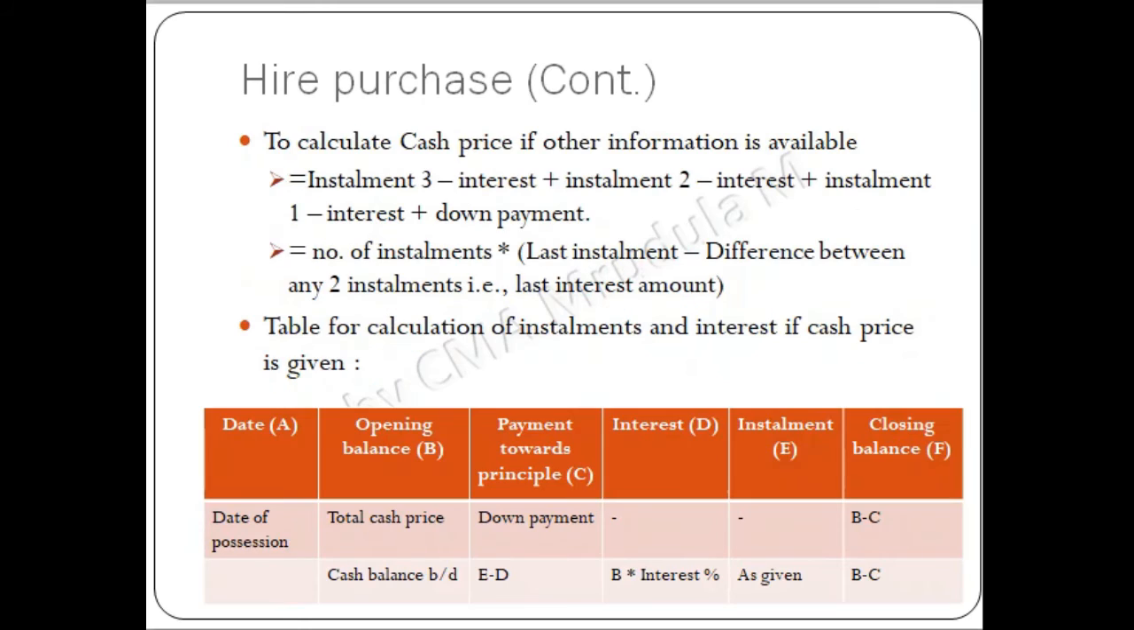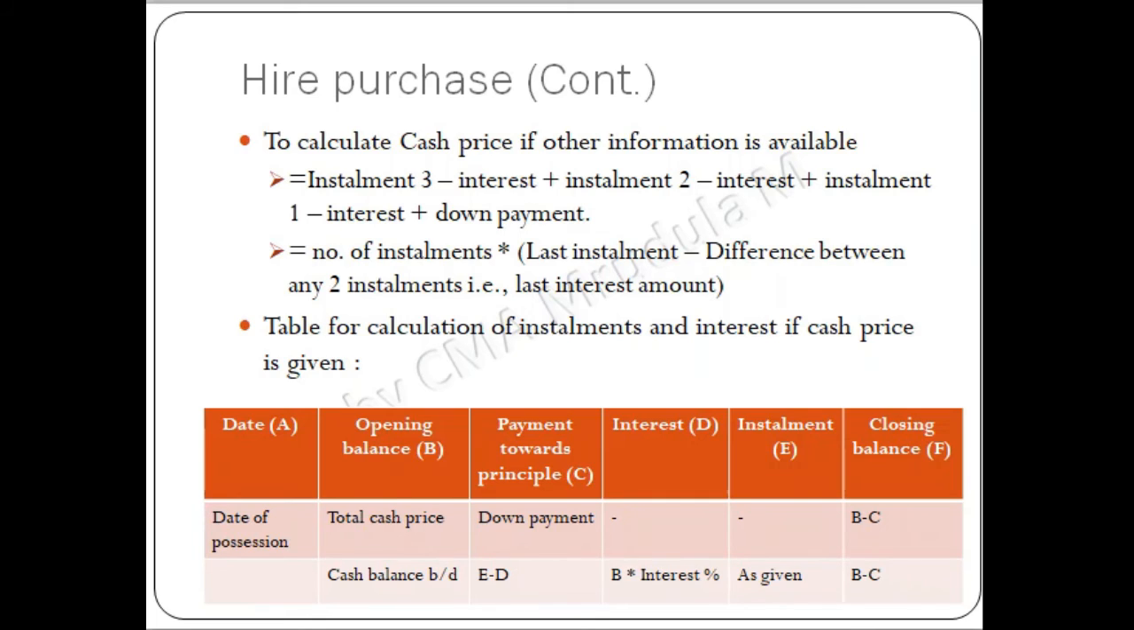Let us look into the calculation of installments. Two scenarios. The first scenario is where you have to calculate the cash price with other information like installments, interest and down payment being available. So the formula will be the third installment minus the interest, plus second installment minus the interest, plus first installment minus the interest, adding the down payment. This will give the total cash price of the asset.